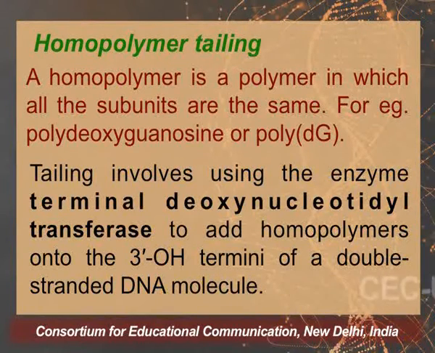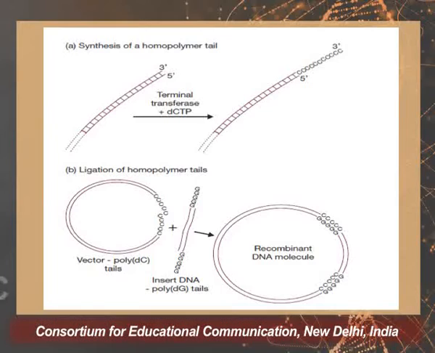The tailing involves using an enzyme, again a particular modifying enzyme called terminal deoxynucleotidyl transferase, to add homopolymers onto the 3' OH termini of a double-stranded DNA molecule. So homopolymer tailing is basically used when there is no compatibility between the two DNAs that you want to join. In that case, a continuous stretch of the same subunit is added onto one end, for example, like this. So you synthesize a homopolymer tail, and this tail is then added onto the ends of the particular DNA.